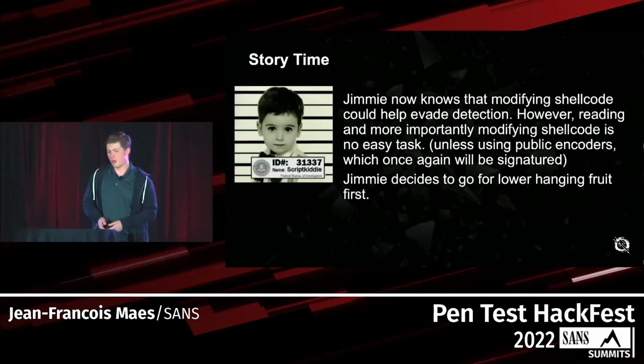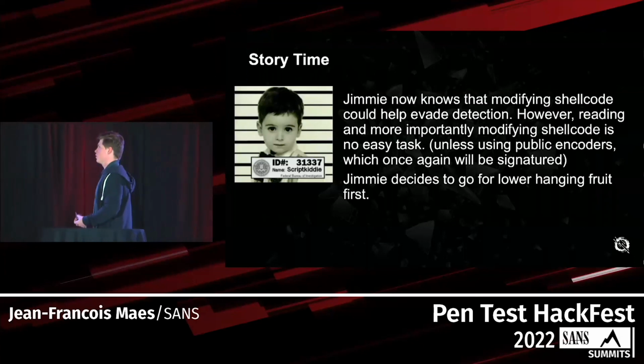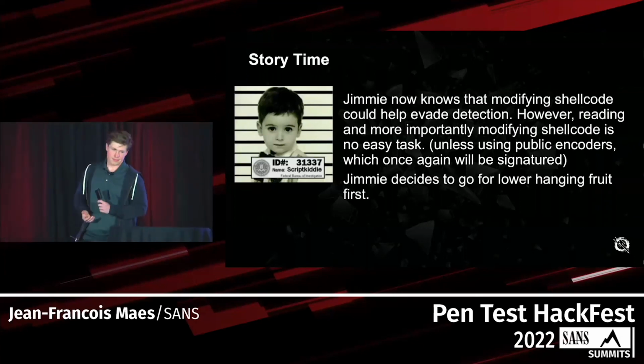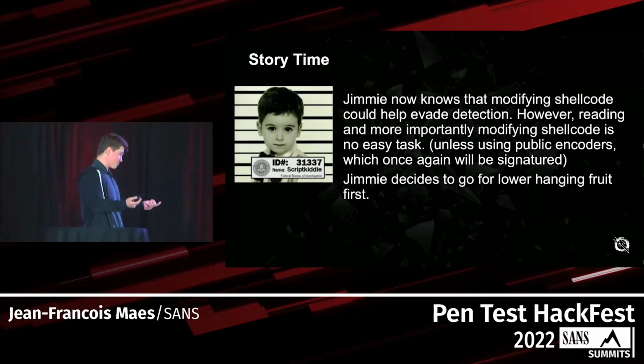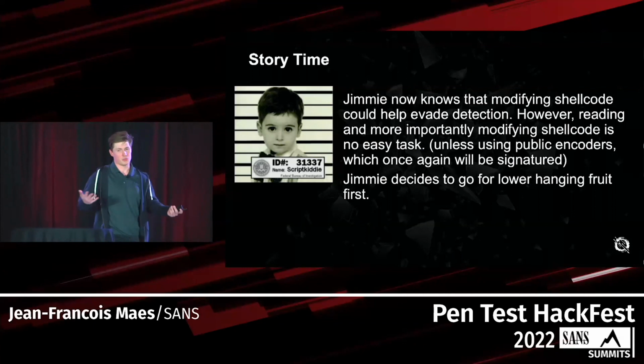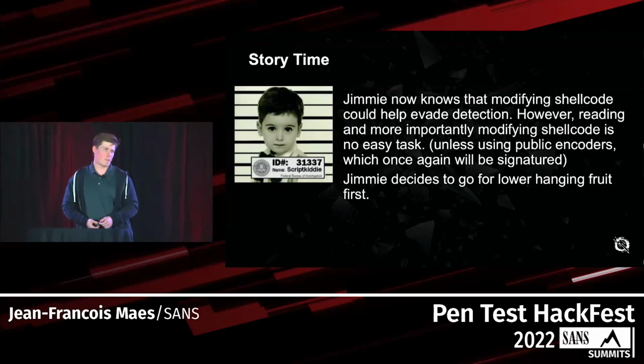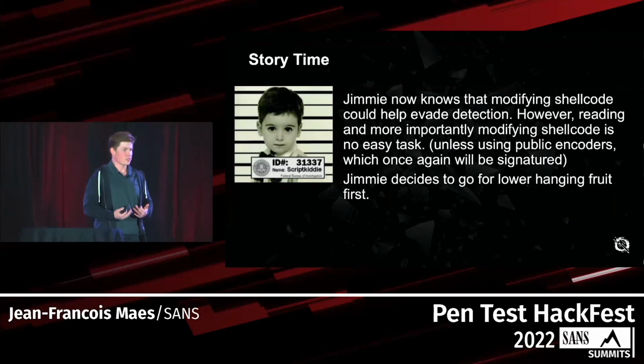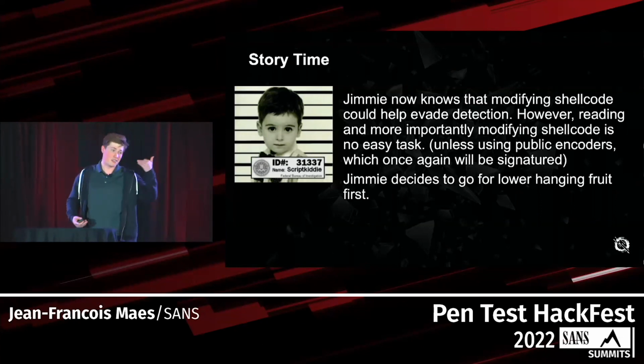Right, so now Jimmy knows that modifying shellcode could potentially help evade detection. However, reading and, more importantly, modifying shellcode is not really a very easy task, right? Unless, of course, you use public encoders, for example, Shikata Ga Nai, which is one that is very famous. If you use that, that's going to work. It's going to encode your shellcode, but of course, it's public. So once again, public encoders are going to get signatured.